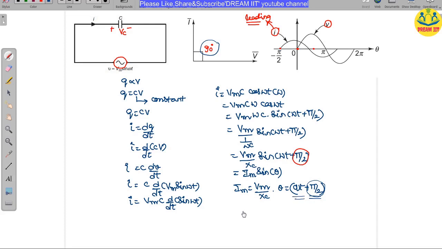Now, we have seen the waveform and the phasor diagram is completed. Now, what is the impedance of the circuit? We will see what is the impedance of the circuit here. That is Z is equal to V by I.